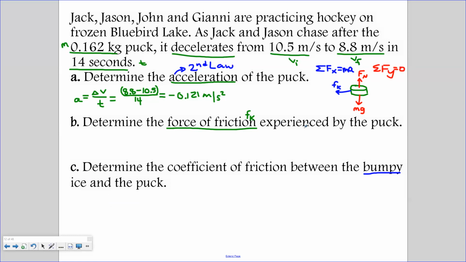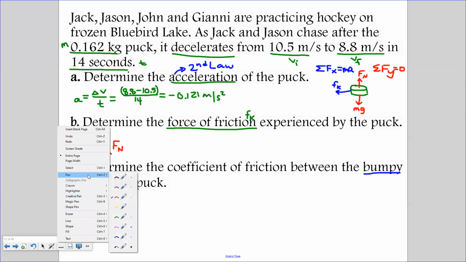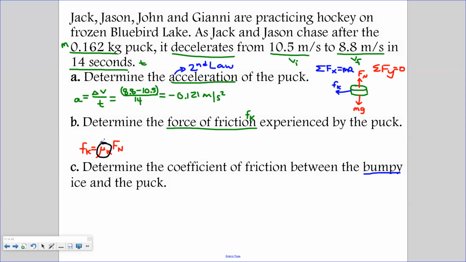So the force of friction experienced by the puck, that's in the x direction. There's only one force there, right? We don't know the coefficient of friction between the puck and the ice. So we cannot use this equation, our kinetic friction equation with Fn, in this problem. We cannot use that one because we do not know our coefficient of friction. So since we don't have this, we can't use this equation. That's not going to work. But we can use Newton's second law.